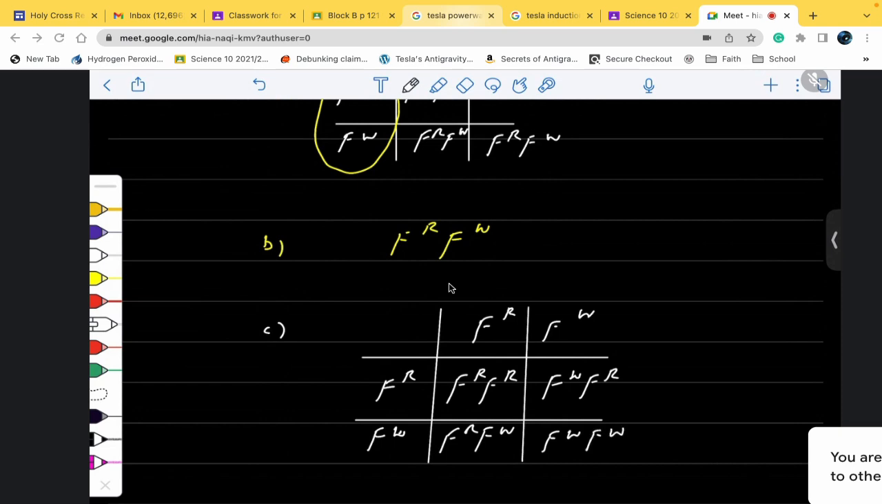So the question is, what are the genotypes? The genotypes are the following. I'll try to make them different colors. You have 1 out of the 4 is FR, FR. That's 25%. You have another set of genotypes here. Again, the order doesn't matter. FW, FR is the same thing as FR, FW. That's 2 out of 4, 50%. You could express it as a fraction or a percent.